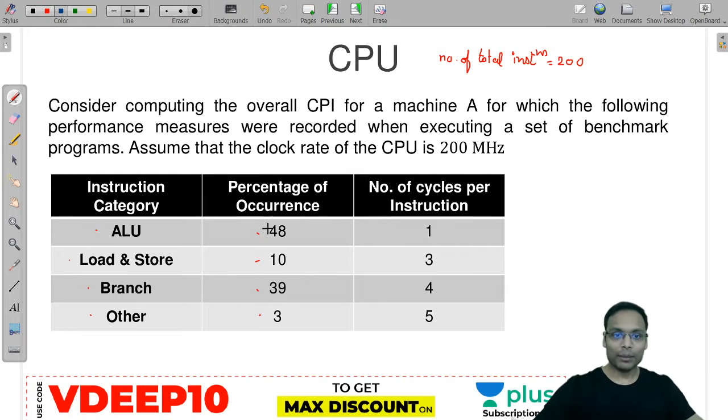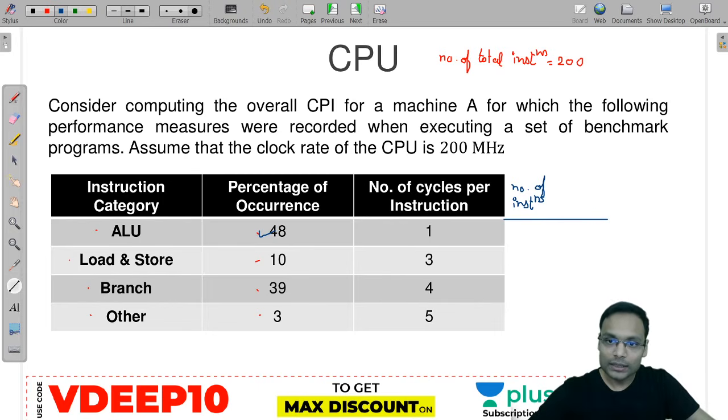Based on 48% ALU instructions, can you tell me how many instructions we can have in this particular program of only ALU type? How many instructions of ALU type if 48% of instructions are ALU type? Answer will be 48% of 200. 48% of 200 is what? 96. कितना आएगा? 96.